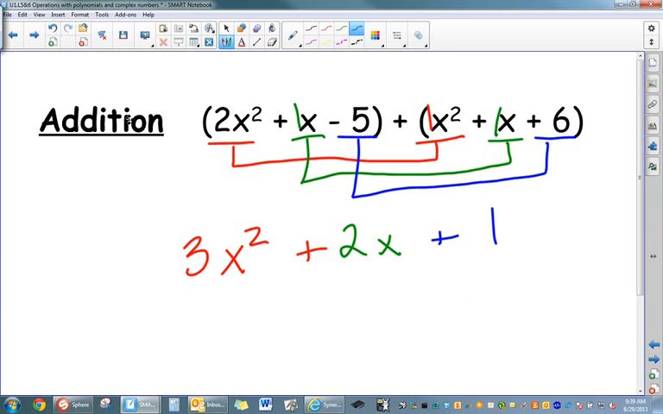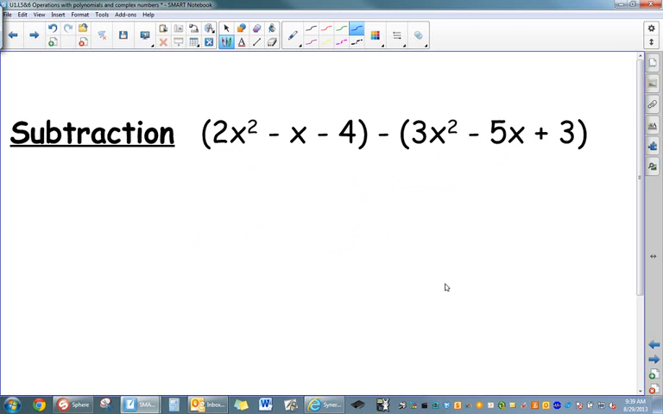Questions on this? All right, let's look at subtraction. 2x squared minus x minus 4 minus the quantity 3x squared minus 5x plus 4. Looking at this problem, before a whole bunch of people jump in, could someone tell me the mistake that a bunch of students are going to make? What are they going to forget to do? Chelsea, what are they going to forget to do?